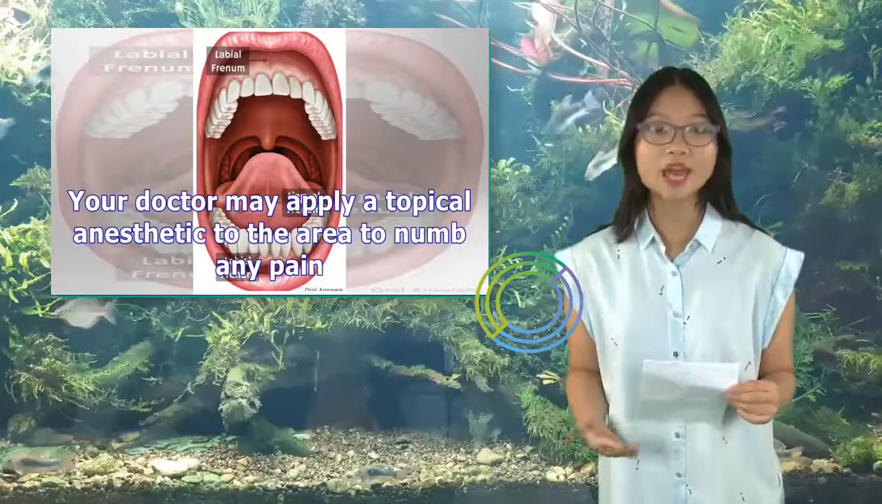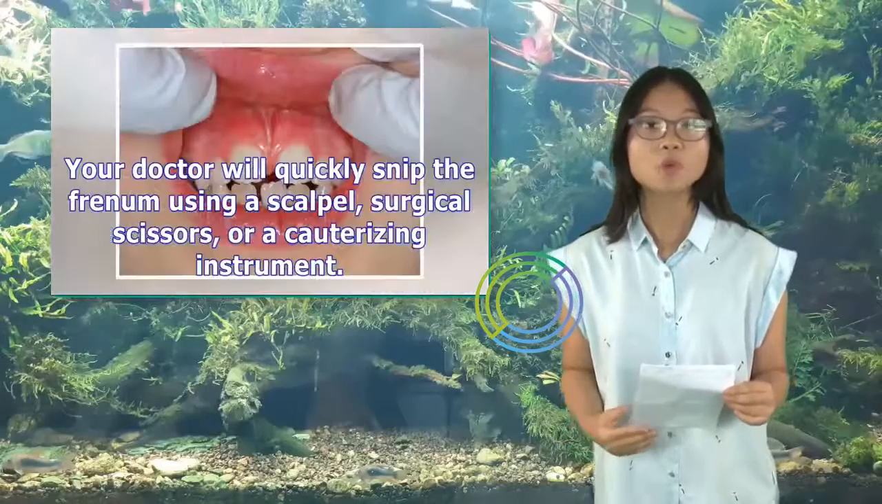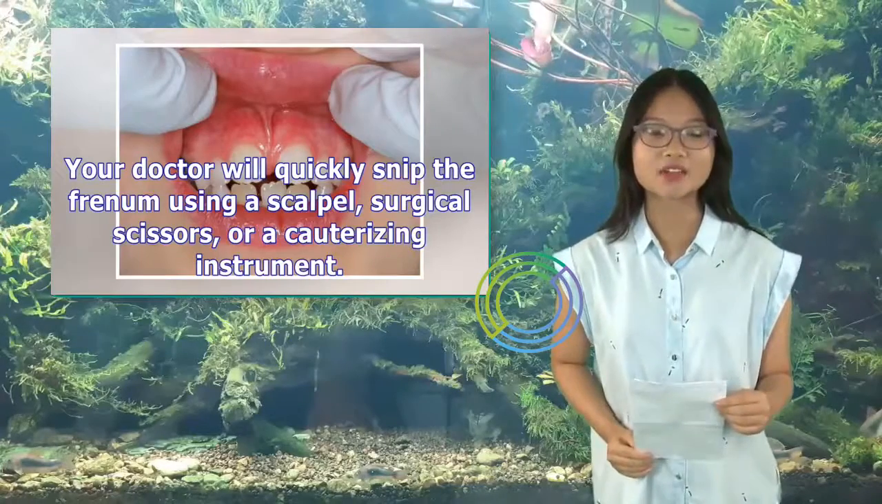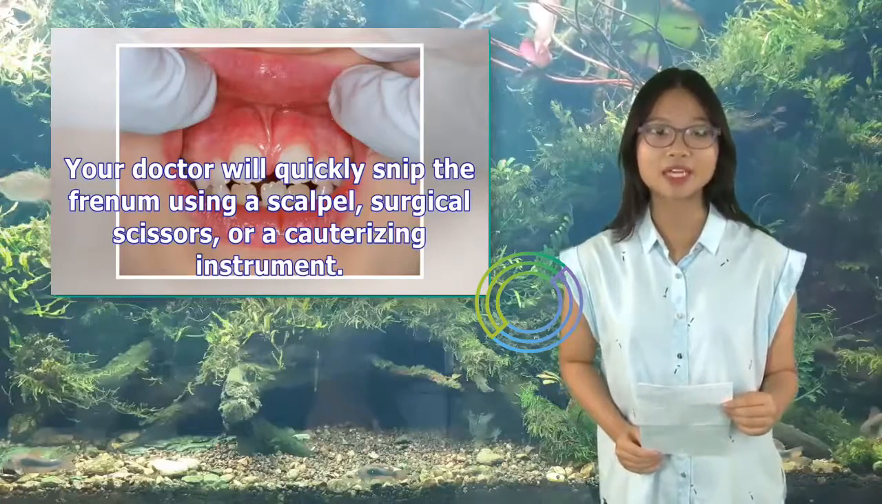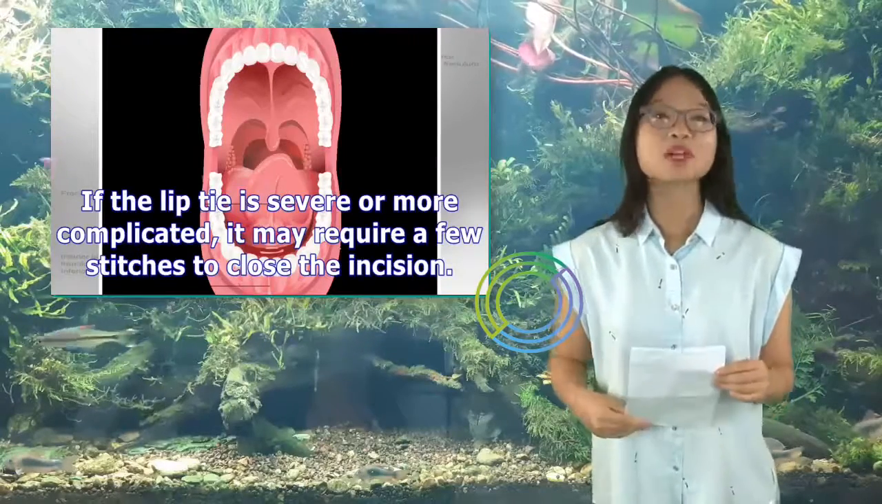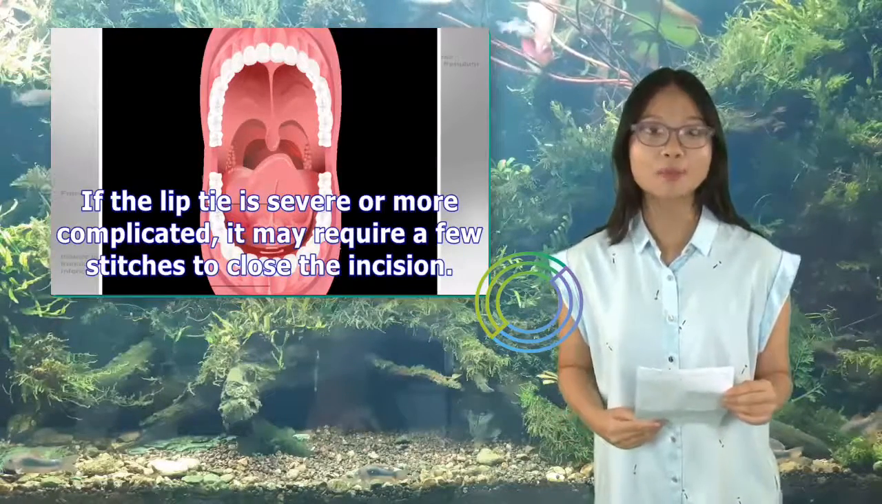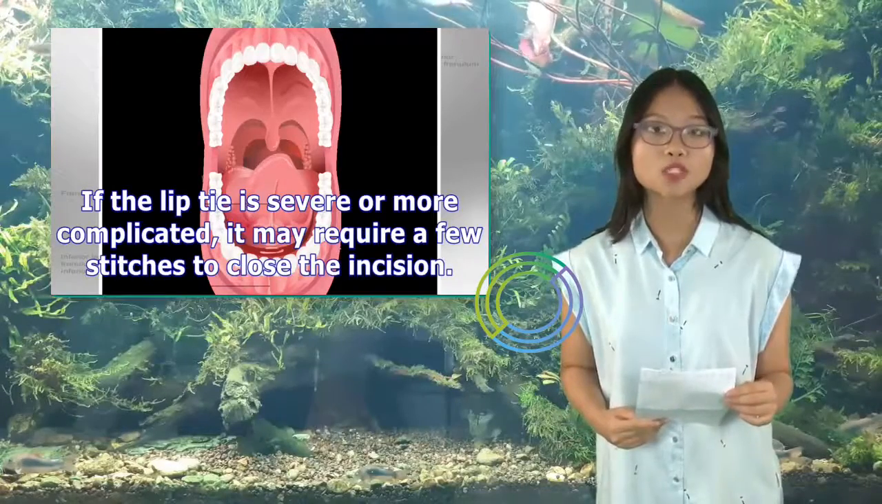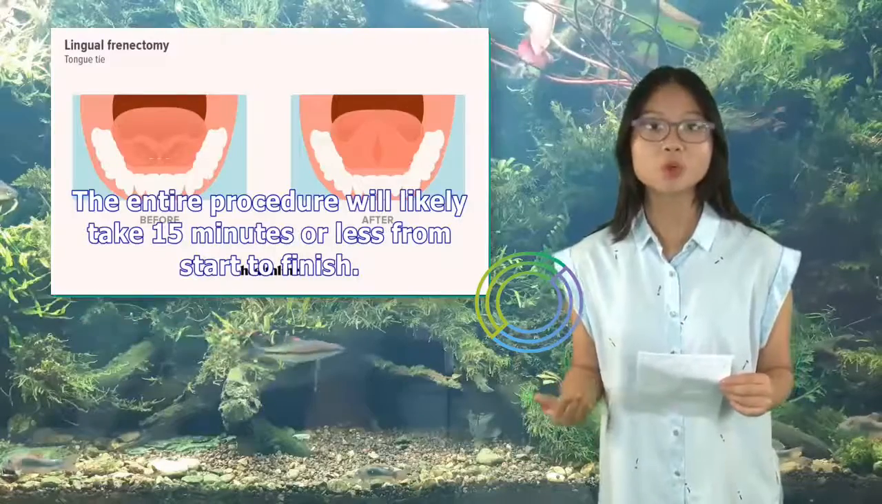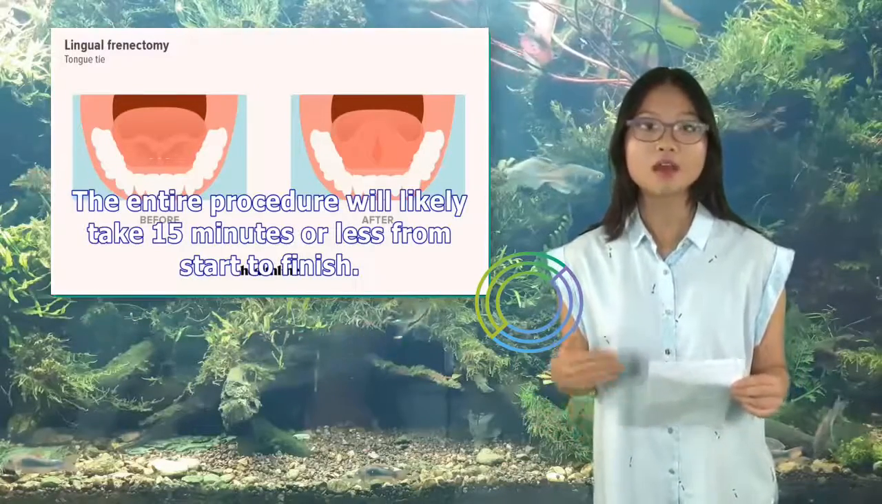Your doctor may apply a topical anesthetic to the area to numb any pain. Your doctor will quickly snip the frenum using a scalpel, surgical scissors, or a cauterizing instrument. If the lip tie is severe or more complicated, it may require a few stitches to close the incision. The entire procedure will likely take 15 minutes or less from start to finish.